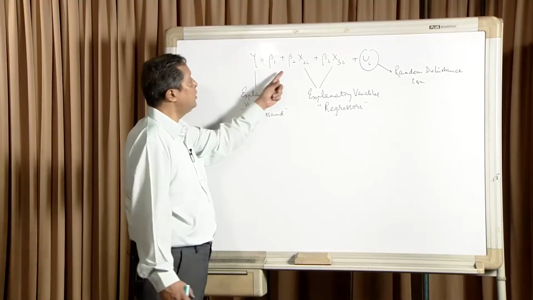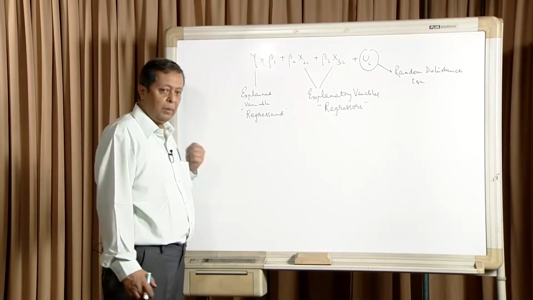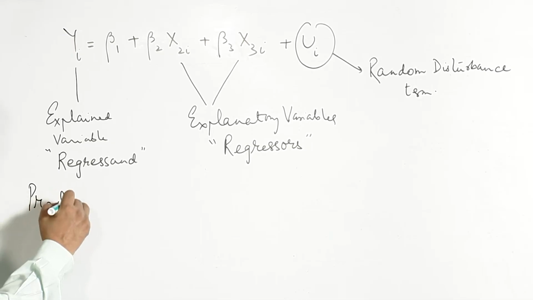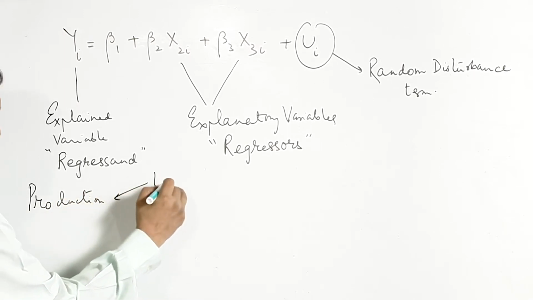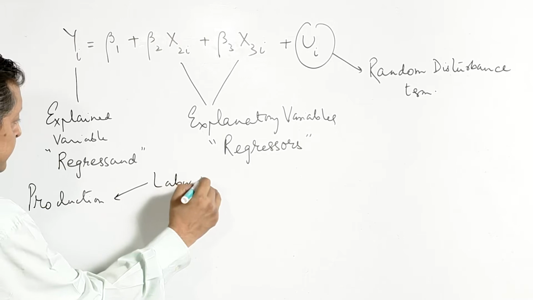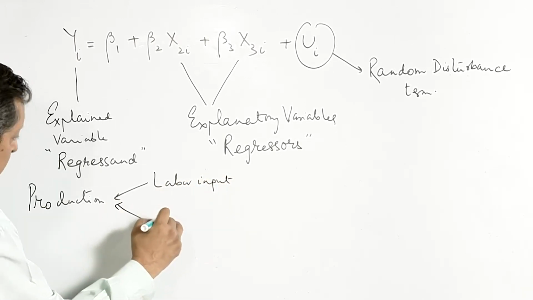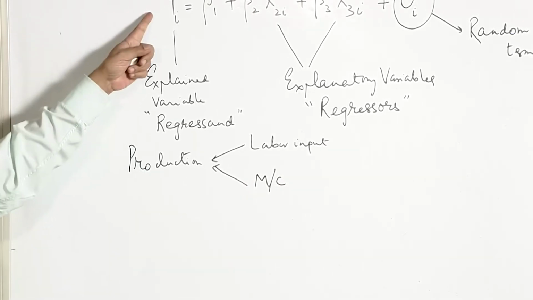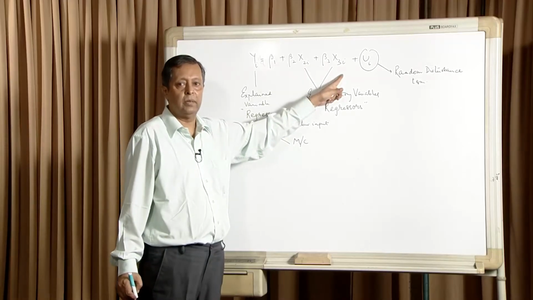Now, why do we need to extend the 2 variable model? We can have very simple examples. For example, production would depend on labor inputs and non-labor inputs, which we are just writing as machines. So, output or production depends on labor input and non-labor input.